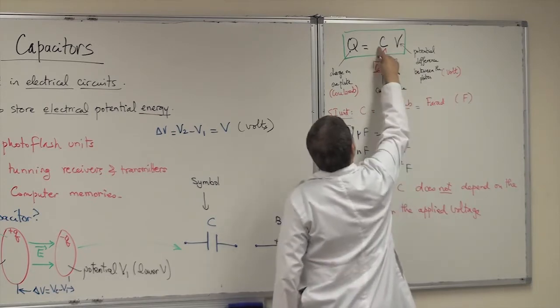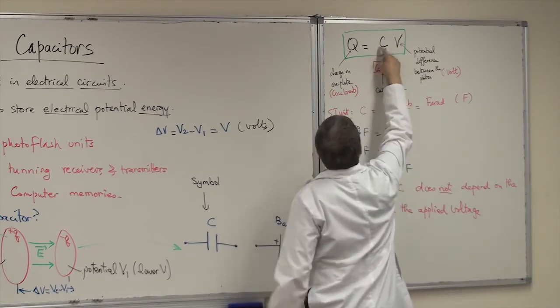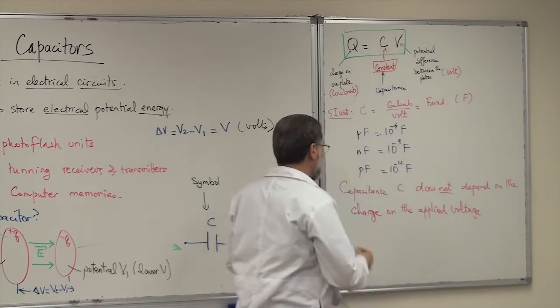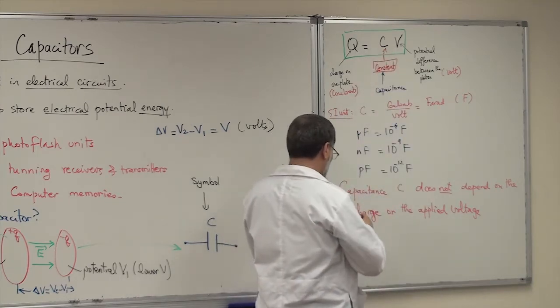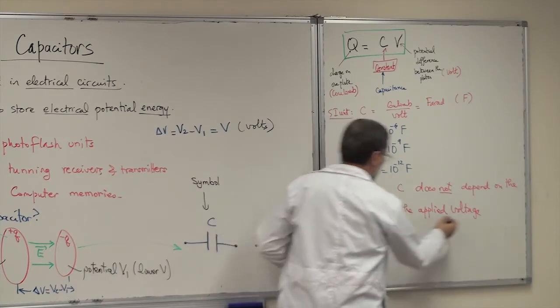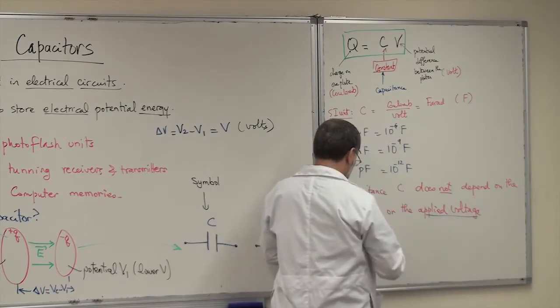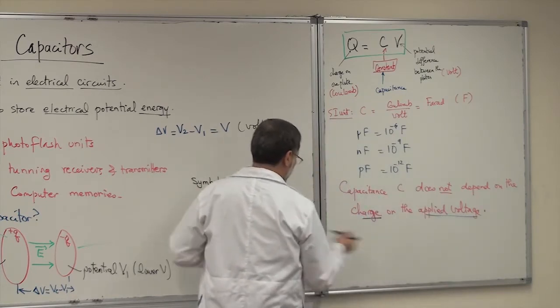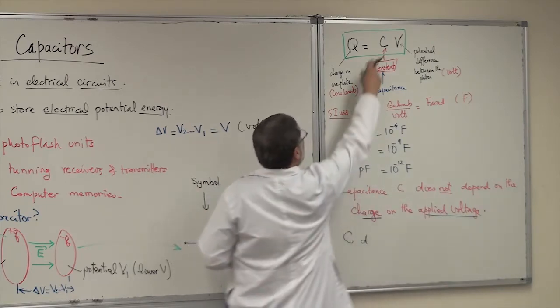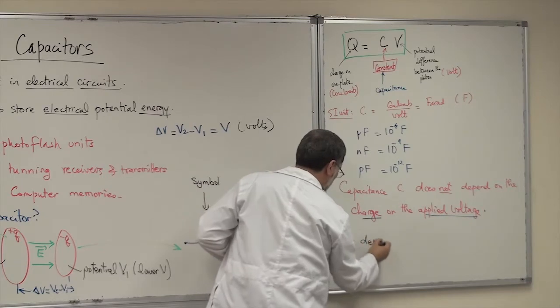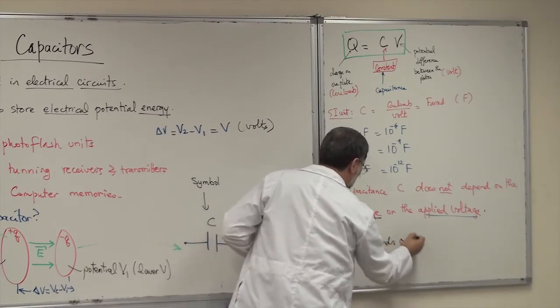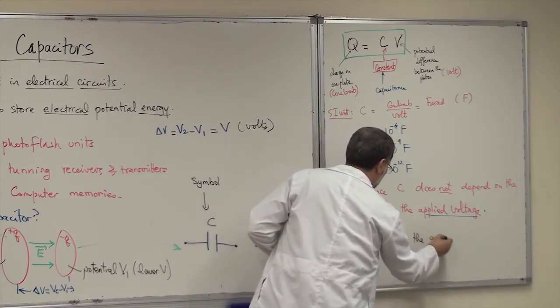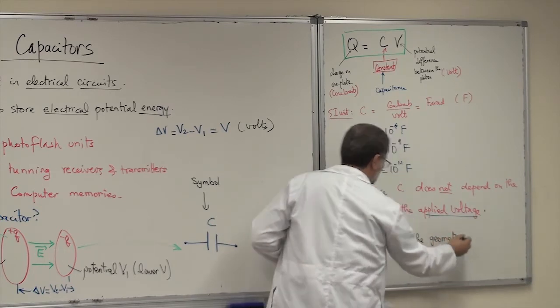If you want to change C, you have to change the capacitor. You have to bring another capacitor and use it. So it does not depend on the charge or the applied voltage. So it depends on what? It depends on the geometry of your capacitor. The value of C here depends on the geometry of the capacitor.